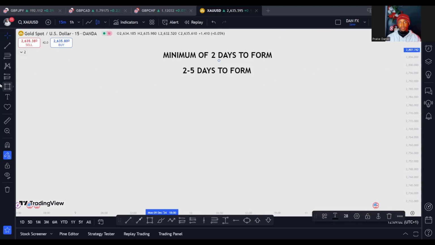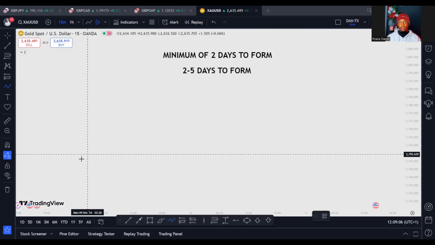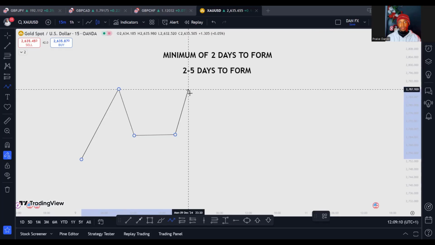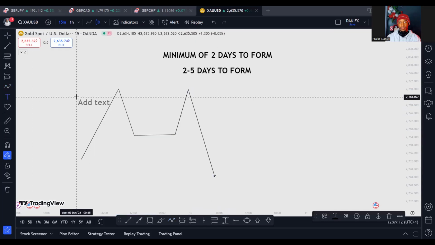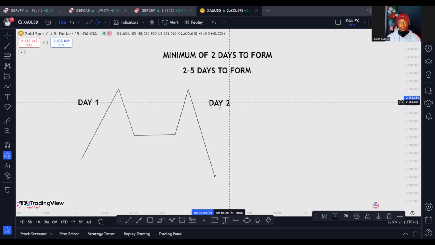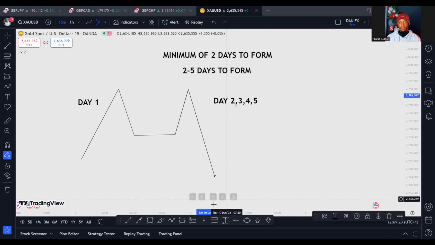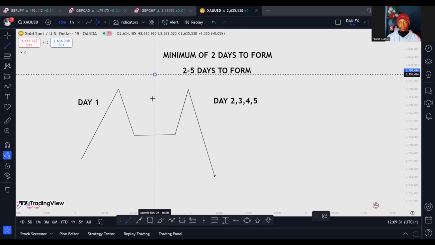What you're gonna see is an M formation, where you're gonna have the first leg one day, and then the second leg the next day. So this is gonna be day one, and then this is gonna be day two. Could be day two, could be day three, could be day four, could be day five. Any day that they form the second leg. And then the day is going to end somewhere here.